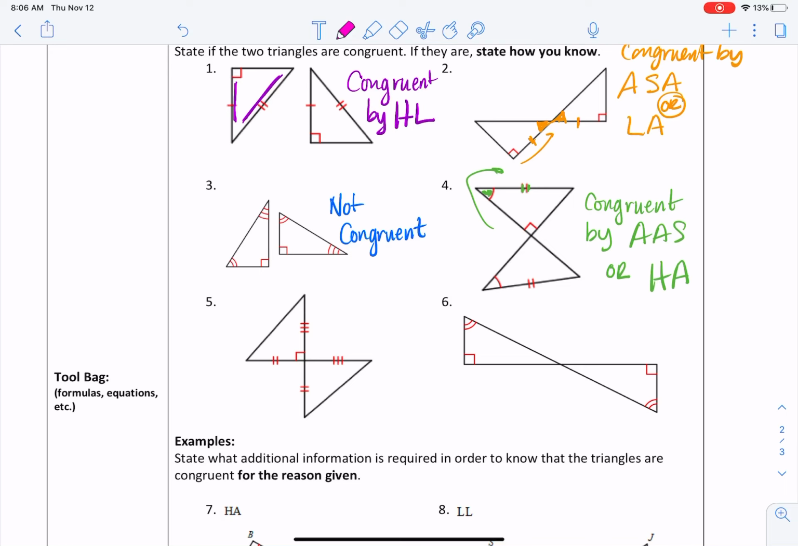Number 5 shows me both of the legs. And again, I know that this is a right angle as well because these are vertical angles. So I can say that this is congruent by leg, leg, or side, angle, side. The final one, I'm given 2 angles, and I know that these angles are congruent because they are vertical angles, but all I'm given is angle measurements. And we know that angle measurements are insufficient to prove congruency, so these triangles are not congruent.